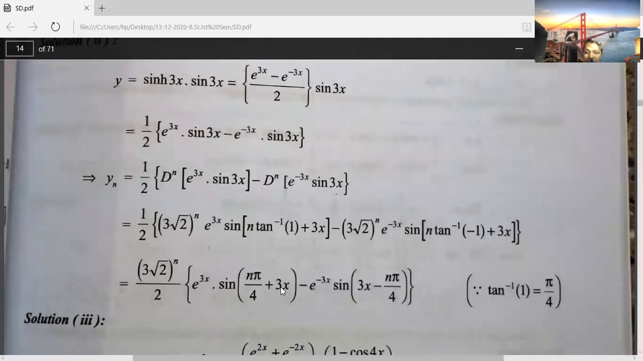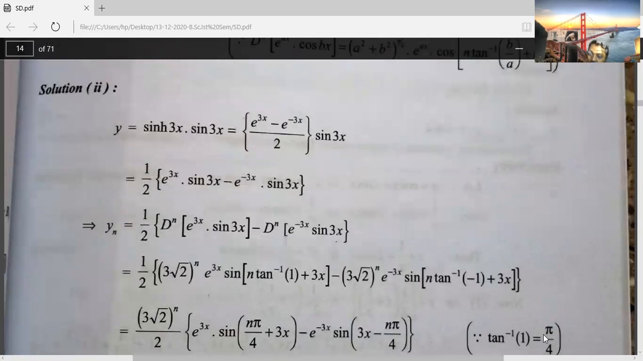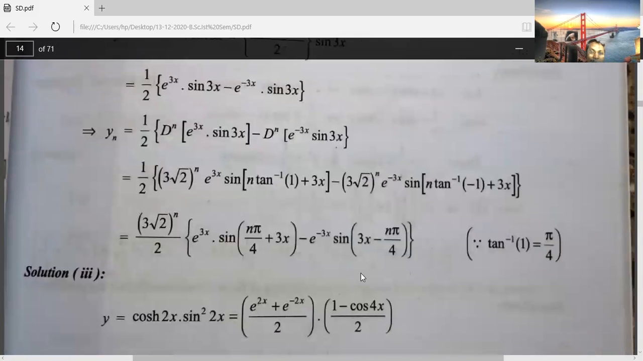n pi by 4 plus 3x, minus the same e to the power minus 3x into sin 3x. You are getting here the same 3x. Again here you can write tan inverse of minus 1 equal to minus tan inverse of 1. By applying that, minus tan inverse of 1 equal to, you see here you got n pi by 4. The same you are writing here, the same n pi by 4 means you are writing minus n pi by 4, because you see tan inverse of 1 equal to pi by 4. I think you got the idea here. Okay, just you have to apply the nth derivative, and if something is common, you have to write it outside, then the remaining thing you can put as it is.